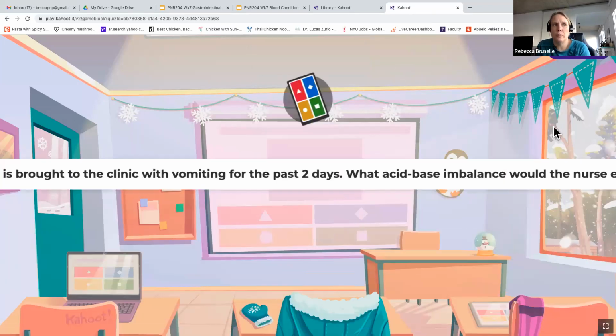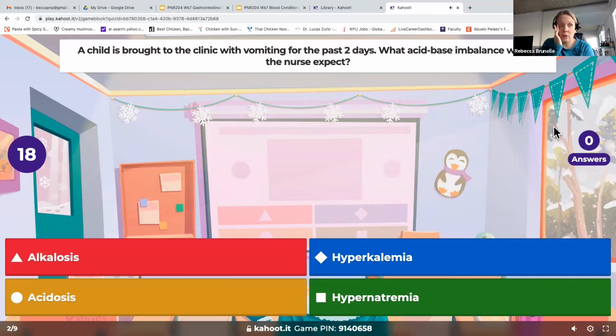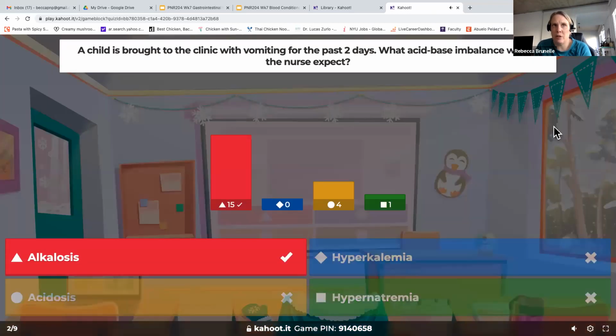Okay, next one. A child is brought to the clinic with vomiting for the past 2 days. What acid-base imbalance would the nurse expect? An alkalosis, an acidosis, a hyperkalemia, or a hypernatremia? All right, so very good. Vomiting, alkalosis; diarrhea, acidosis. Very nice.